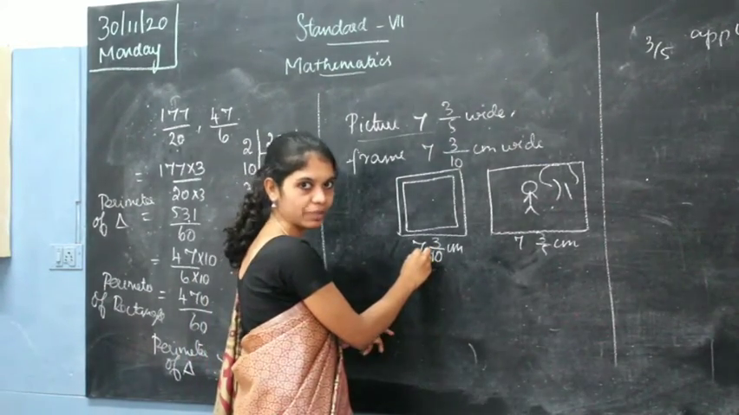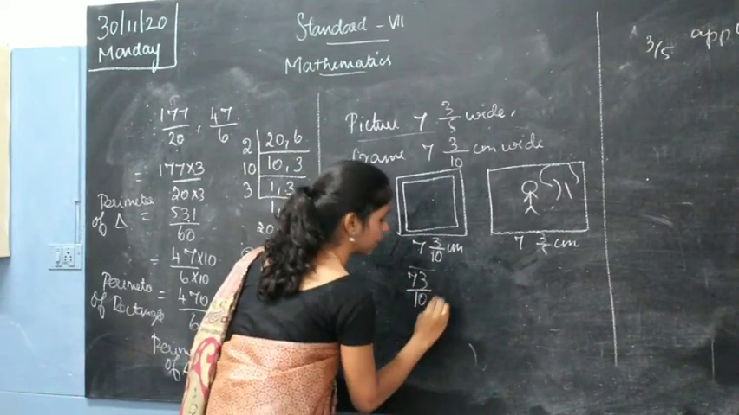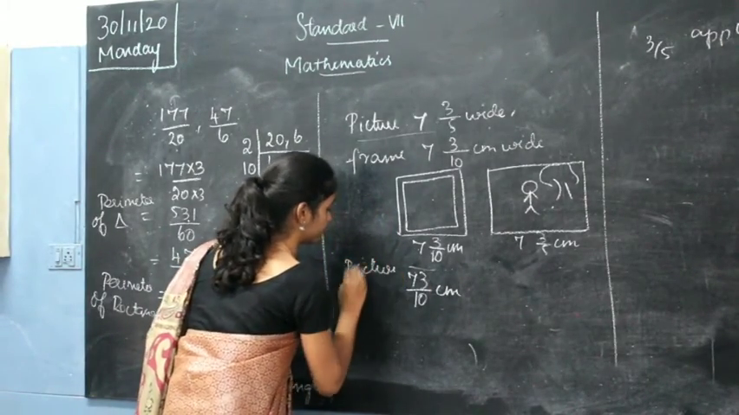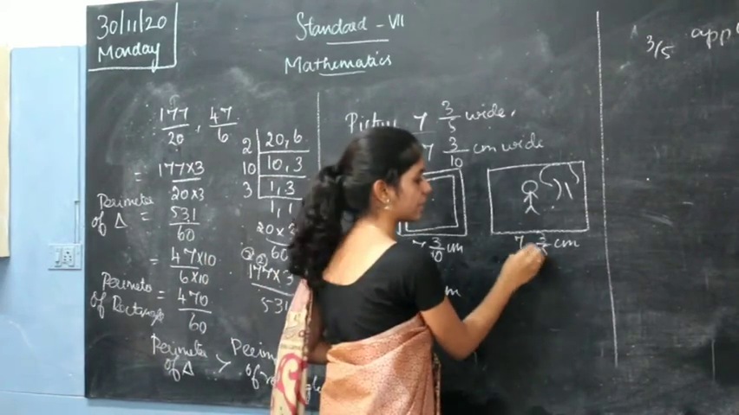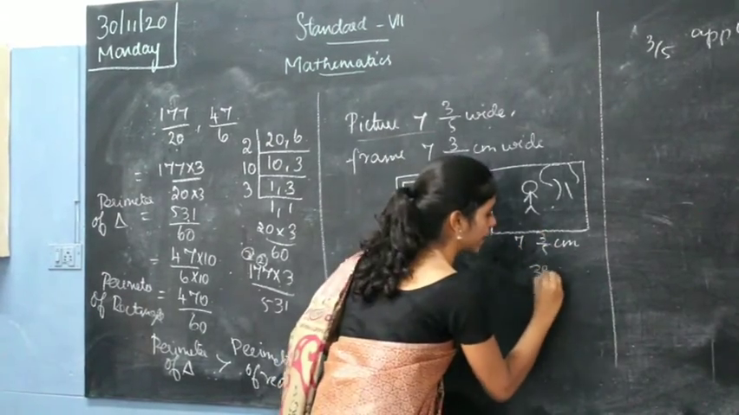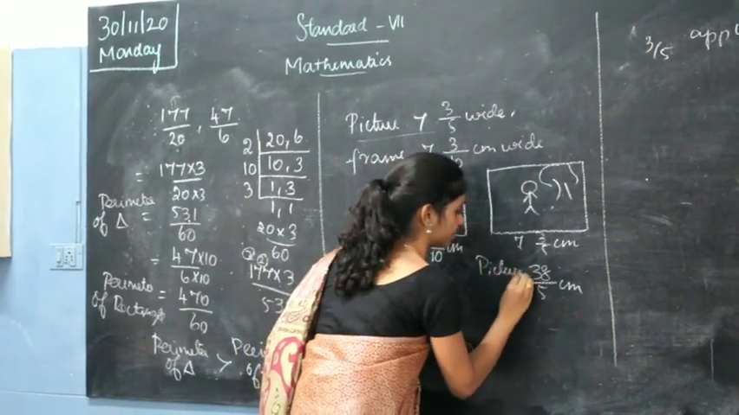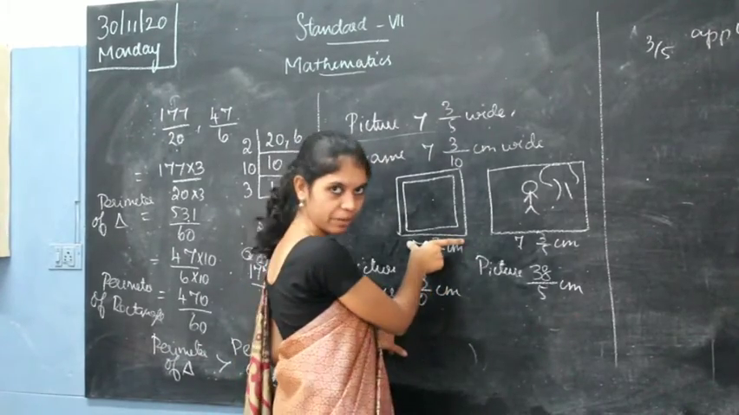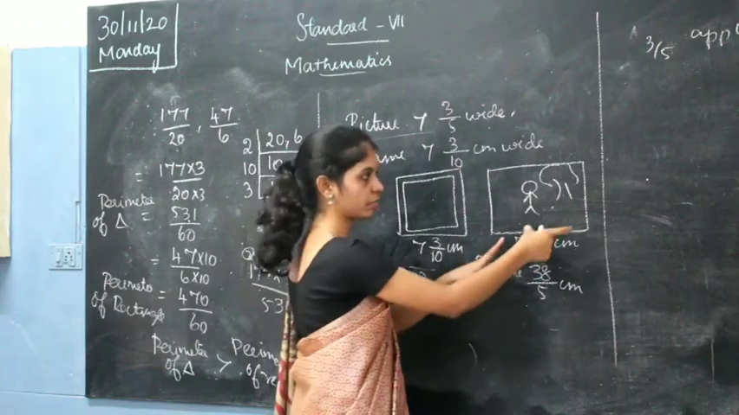10 into 7 will be 70. 70 plus 3 will be 73 divided by 10 centimeter. This is picture frame. And here you have the picture. 7 5s are 35. 35 plus 3 will be 38 divided by 5 centimeter. This is for picture. So if you minus this picture frame value from the picture, what will you get? The remaining extra portion of the picture.